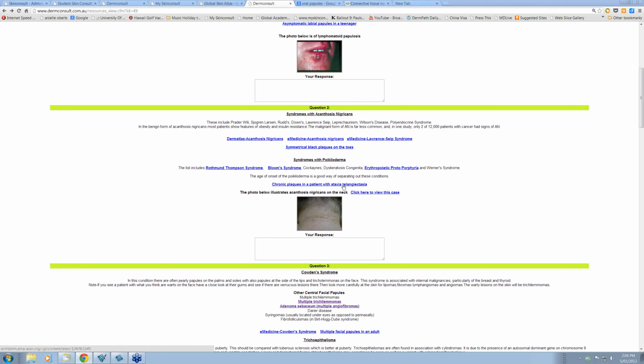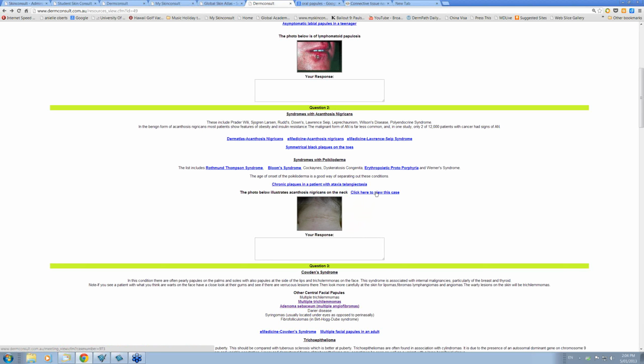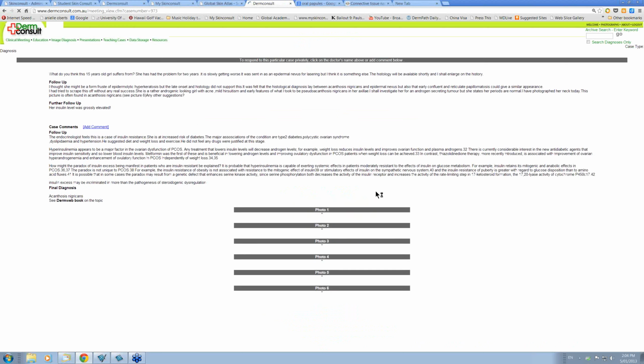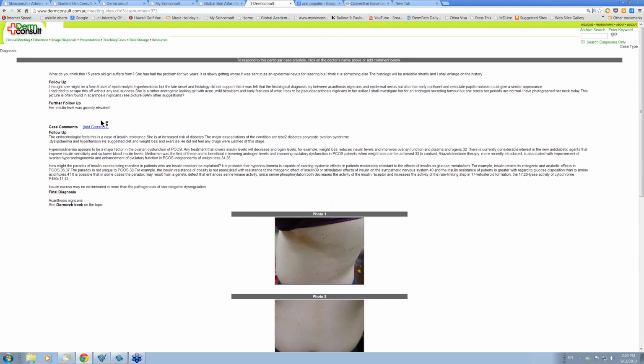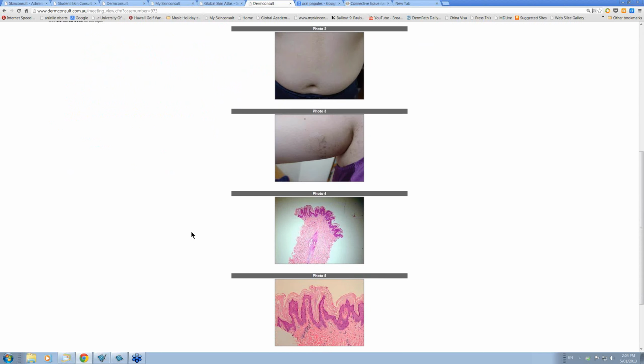Chronic plaques in a patient with this. This must have been a case that we used to be able to directly access at the archives. If you've got access to the archives of dermatology, then you can still work your way into where this particular case was. This was a patient with acanthosis nigricans, mainly at the back of the neck. Just click here to view this case. Where was she? We have her in Derm Consult.